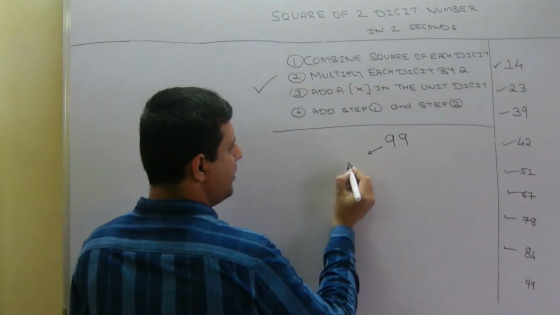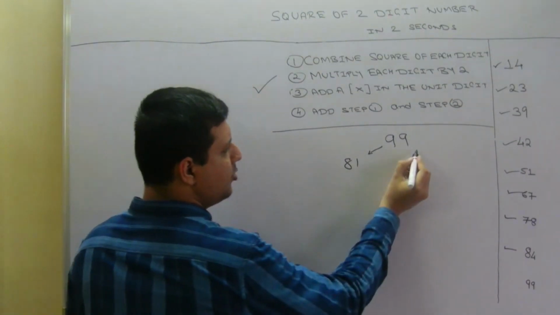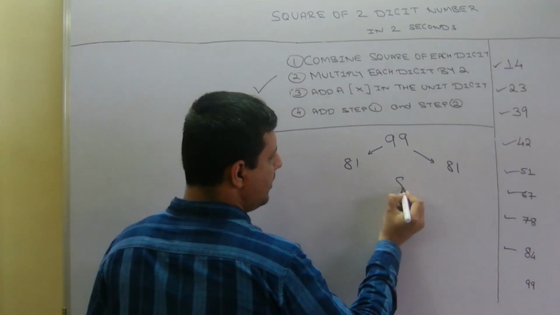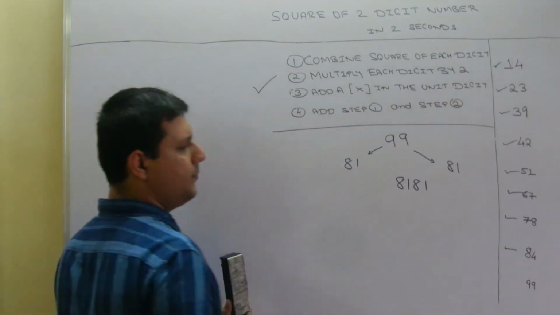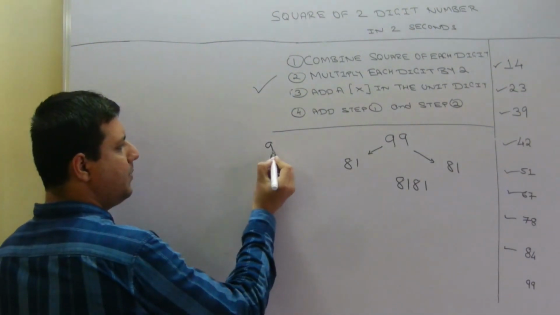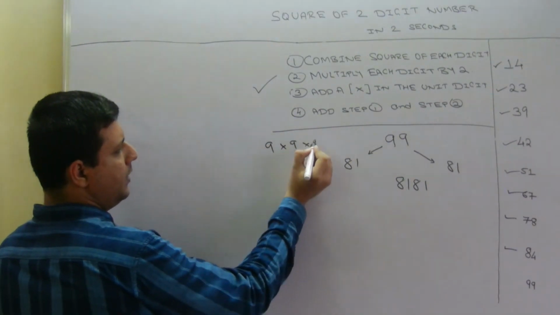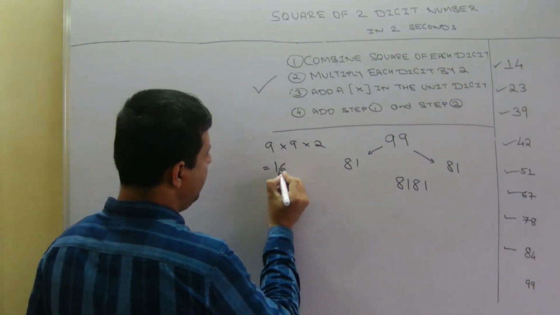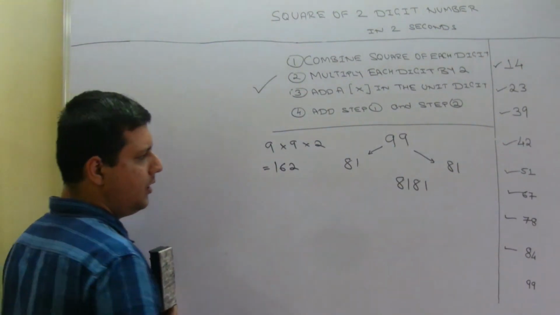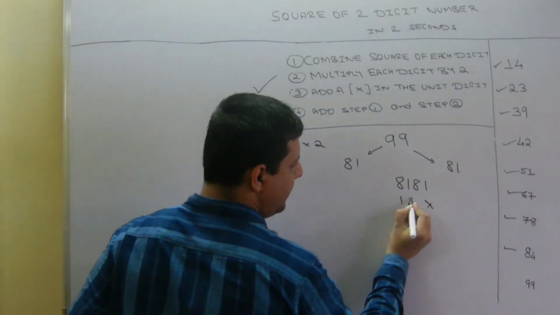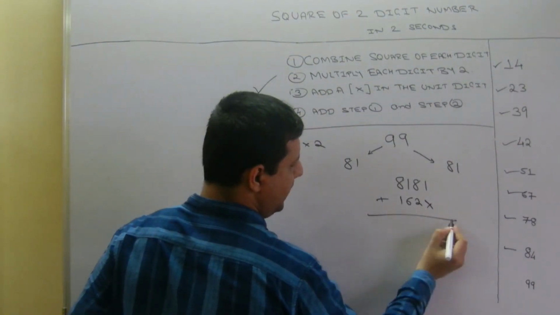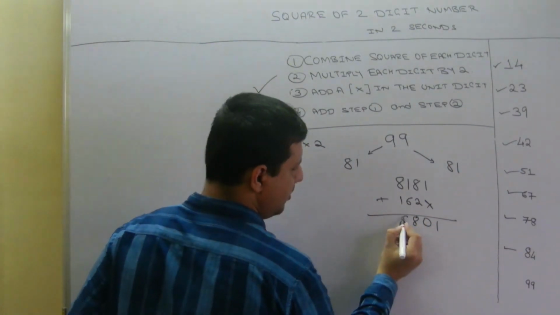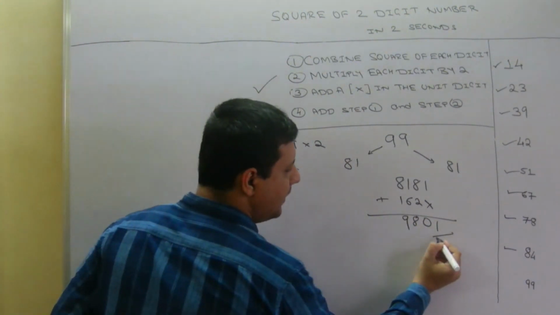Square of 9 is 81. Square of 9 is 81. Combining them, we get 8181. Now multiplying each digit by 2. So we have 9 into 9 into 2, which will give me 162. Now leaving the unit place, add 162. So we get 9801. This is my final answer.